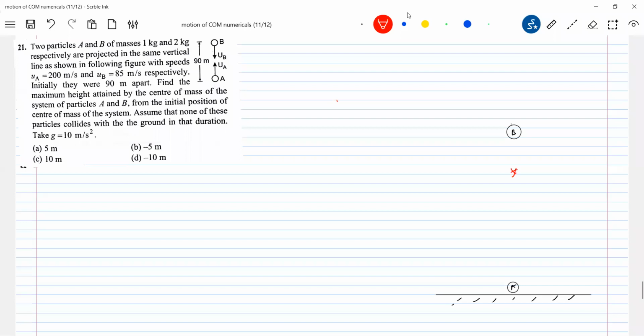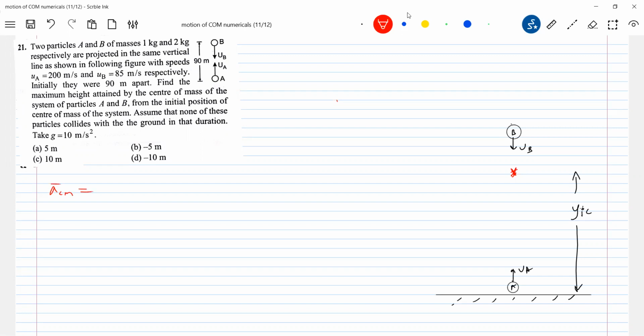And they are projected. So this is UB, this is UA. This is the initial position of the center of mass. He's asking for the maximum height to which the center of mass will ascend from its initial position. Initially the center of mass is here. How to calculate? Directly take help of the motion of the center of mass. Don't bother about the particles.